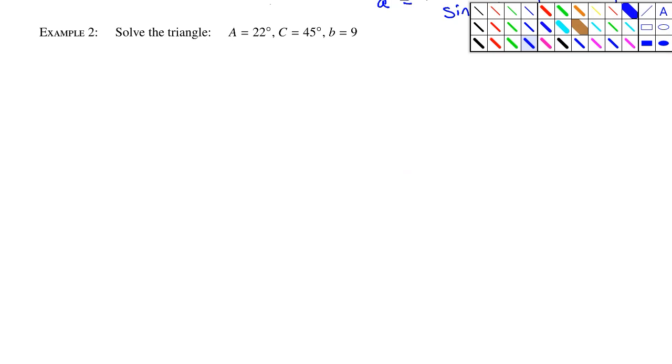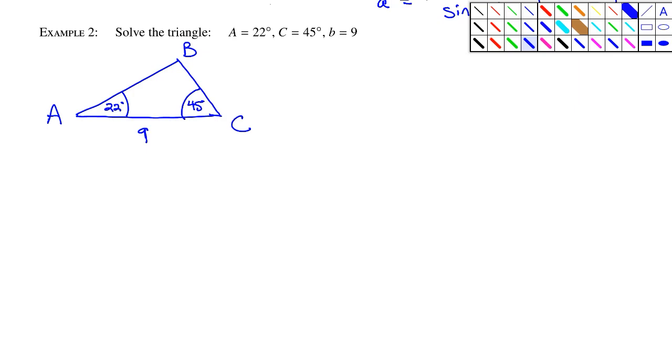Let's look at example number 2. Solve the triangle. A is equal to 22 degrees, C is equal to 45 degrees, and little b is equal to 9. So I'm going to go ahead and draw the triangle. And we'll have angle A, angle B, angle C. We're given that A is 22 degrees, C is 45 degrees, and B is 9. That's the side length on the bottom here.